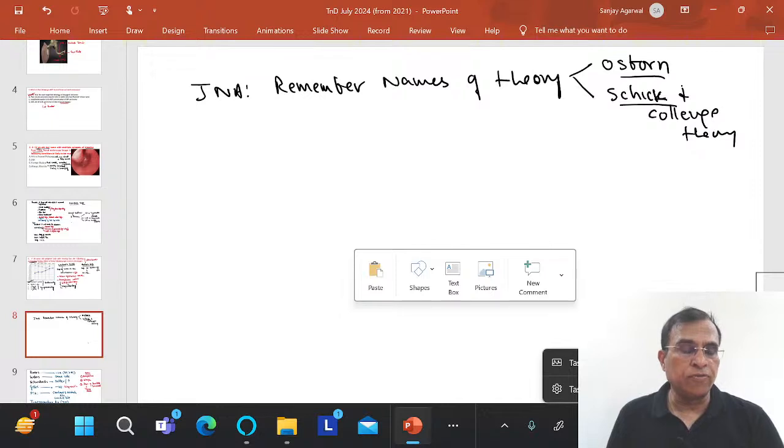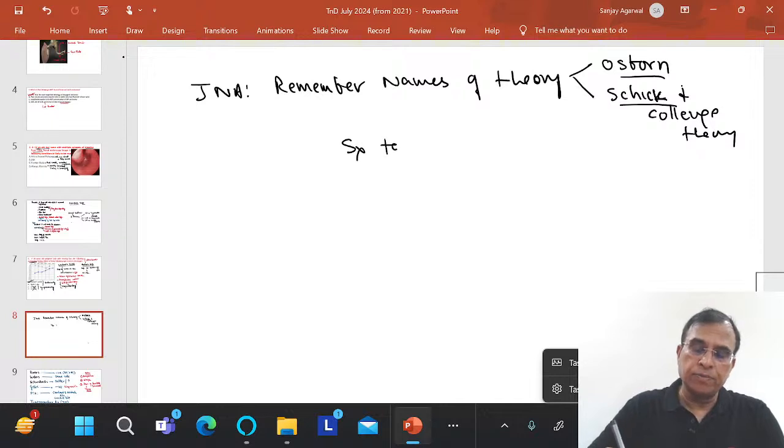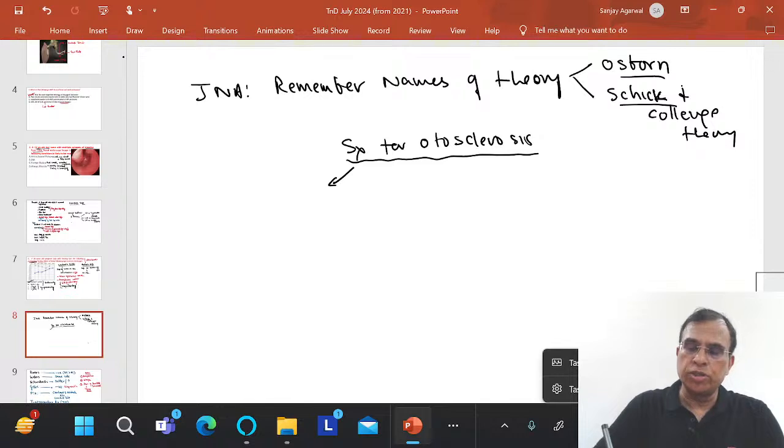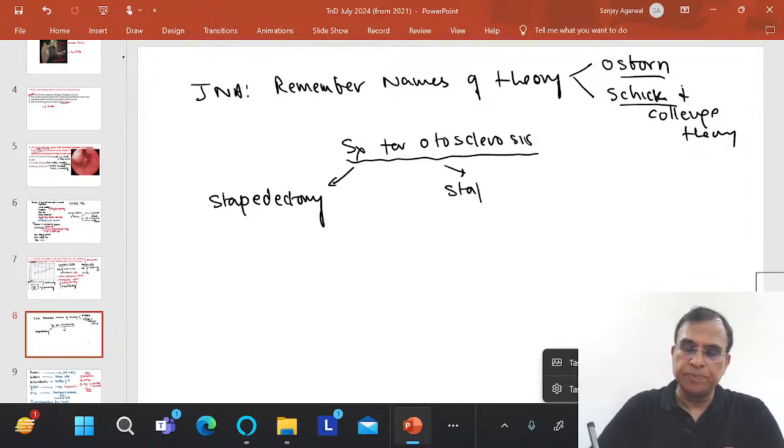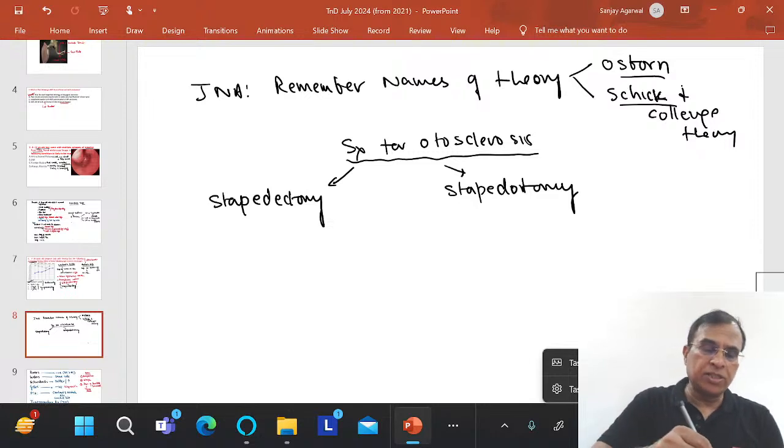Then Somudra is asking, is the foot plate of stapes preserved in stapedotomy? Well, not true. Surgery for otosclerosis: you can do two surgeries, stapedectomy and stapedotomy. I told you these two surgeries are very similar to each other. Only one step is different. What is the difference in the two?